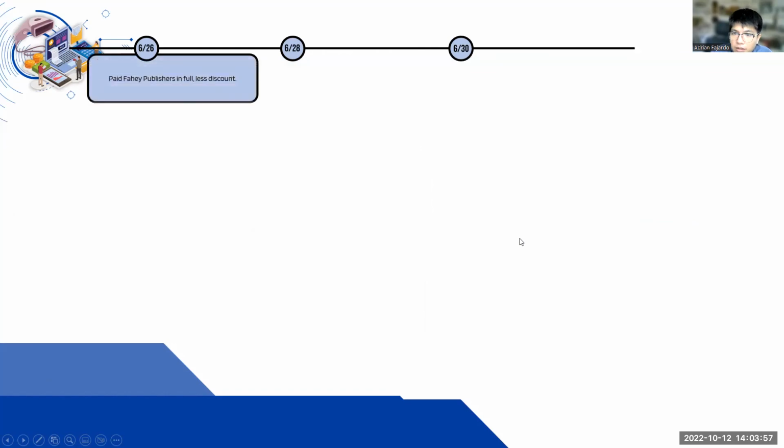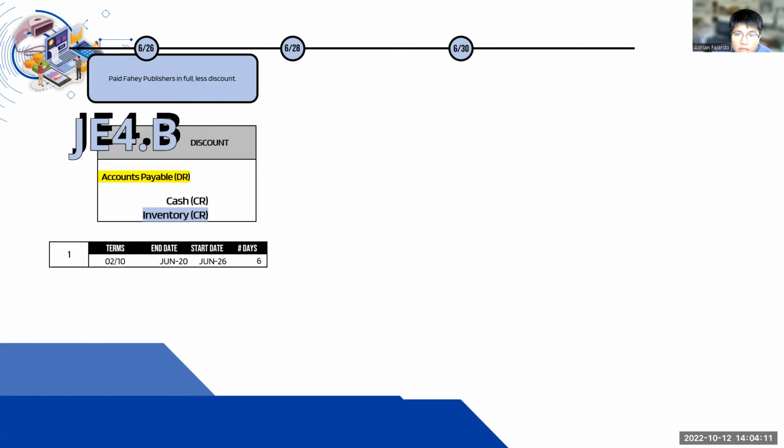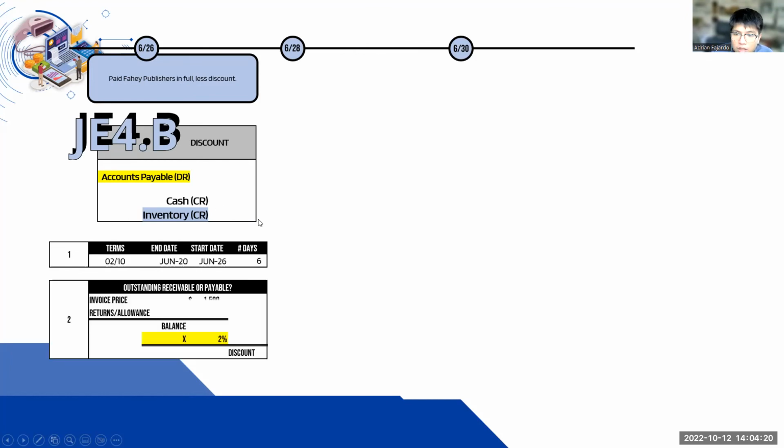Finally, the last 3 entries. They paid the publisher for the purchase. So again, what are the terms? 2/10. What are the relevant dates? June 20 and June 26. So that's 6 days, so it qualifies. So now we know that there's a purchase discount. So debit accounts payable, credit cash, credit inventory. The invoice price is 1,500. Are there returns? No. So the balance is 1,500 for accounts payable. But in terms of the cash we have to pay, there's a purchase discount of 30. Therefore, our cash would be squeezed to 1,470.